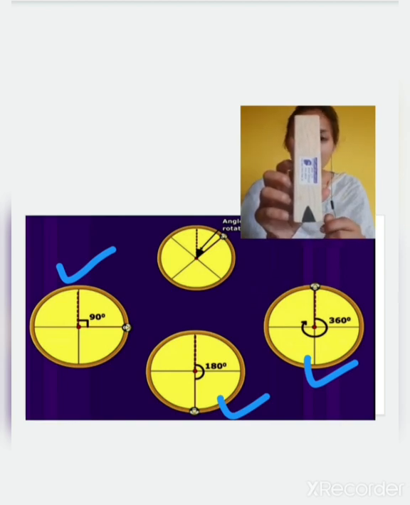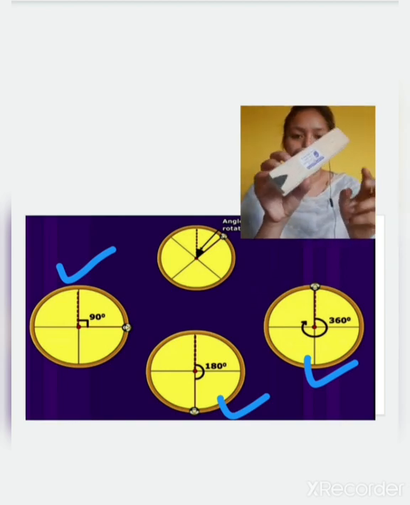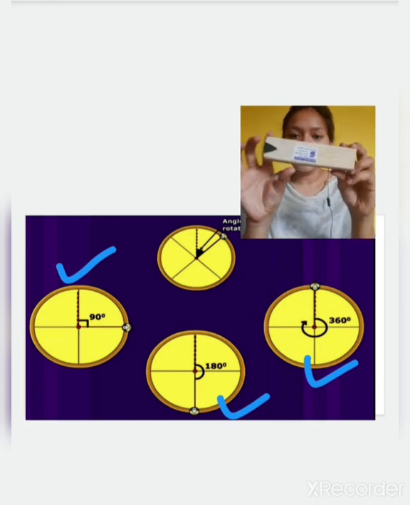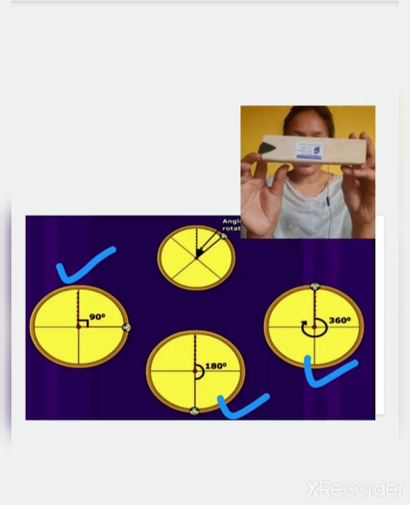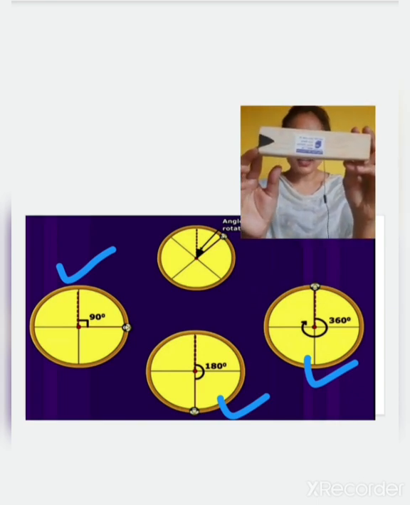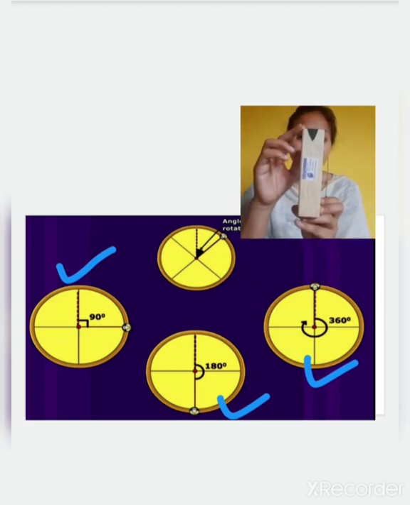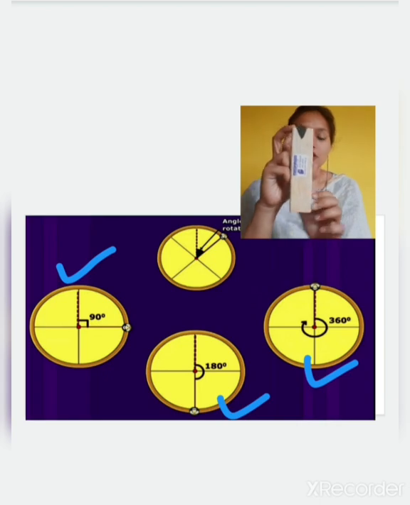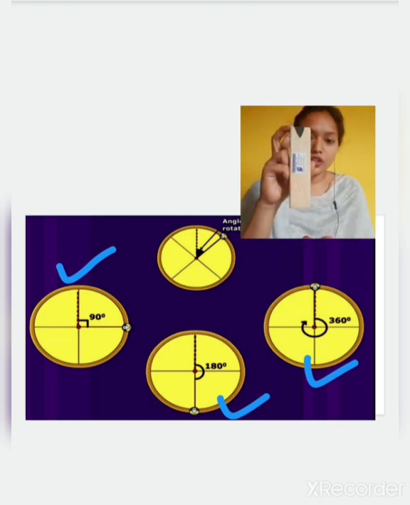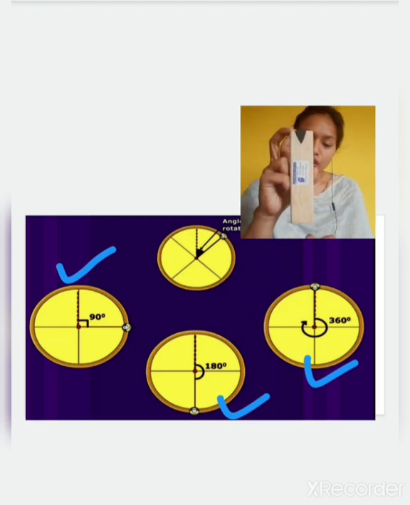Okay, now if I rotate it again by 90 more, it will be 270-degree. 90 more rotation will be 270-degree, and again this is how much? A 360-degree rotation. So a 360-degree rotation means a complete rotation. This is a complete rotation.